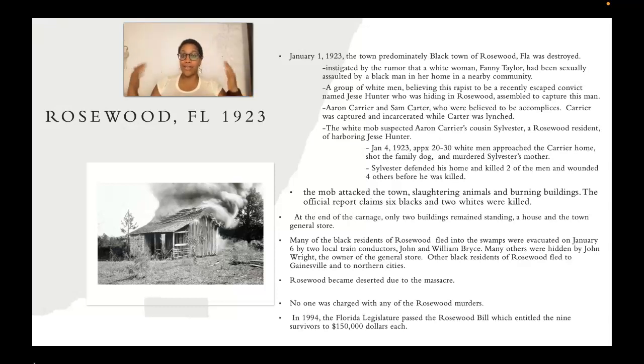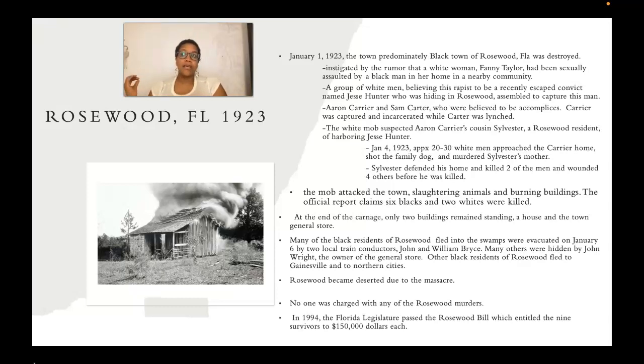Of course, no context was given in this conversation. And so then we see a growing mob that attacked the town, slaughtered animals, burned buildings, and the official report claims that 6 blacks and 2 whites were killed. However, there are some people who argue that there were more people who were murdered. In the end, only 2 buildings remained, a house and the town general store.